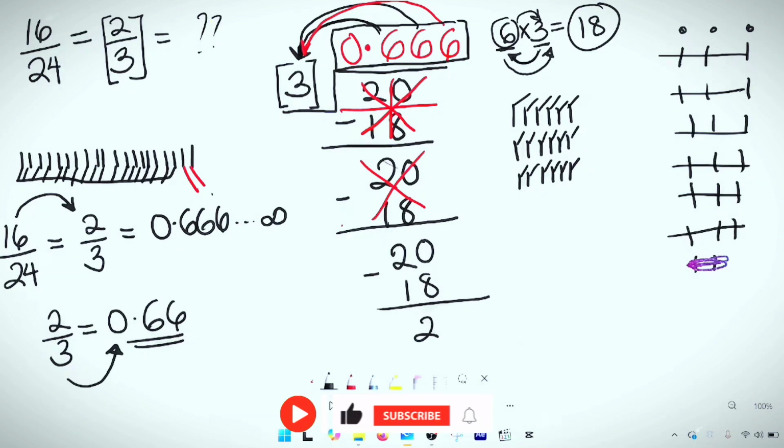Into 0.66. Let's take one other question to buttress our understanding on how to do the long division method.